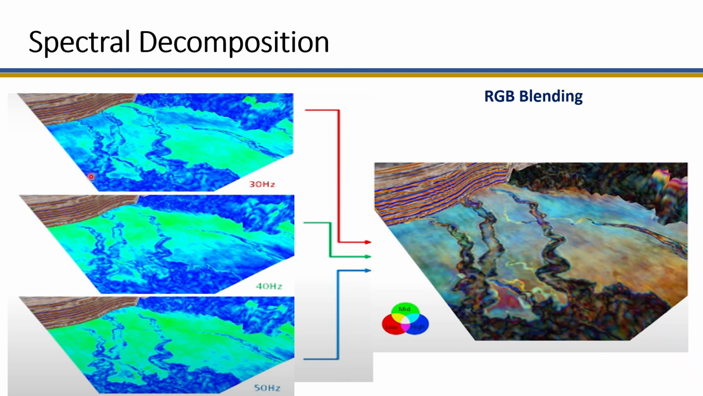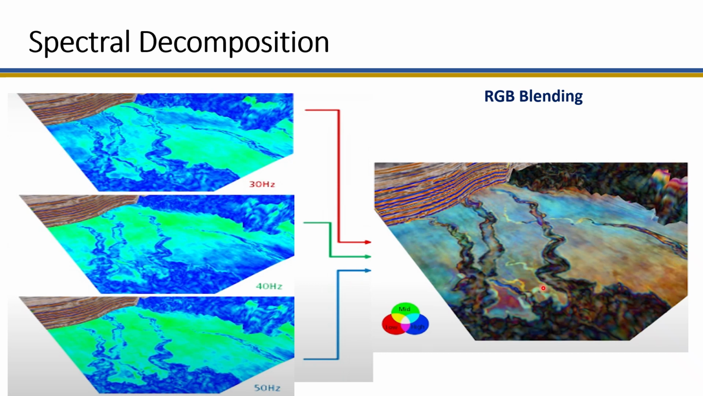And we do this using RGB blending, so that 30 Hz response goes into the red channel, the 40 Hz response goes into the green channel, and 50 Hz response goes into the blue channel. When we do this, we get a blend that shows us a contribution from all these three volumes.